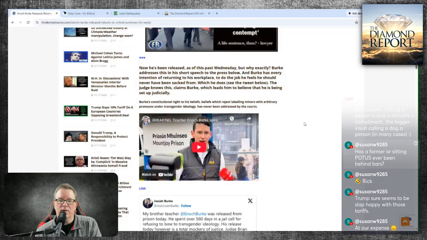See the tweet below. The judge knows this, claims Burke, which leads him to believe that he is being set up judicially. Burke's constitutional rights to his beliefs, which reject labeling minors with arbitrary pronouns under transgender ideology, have never been addressed by the courts.